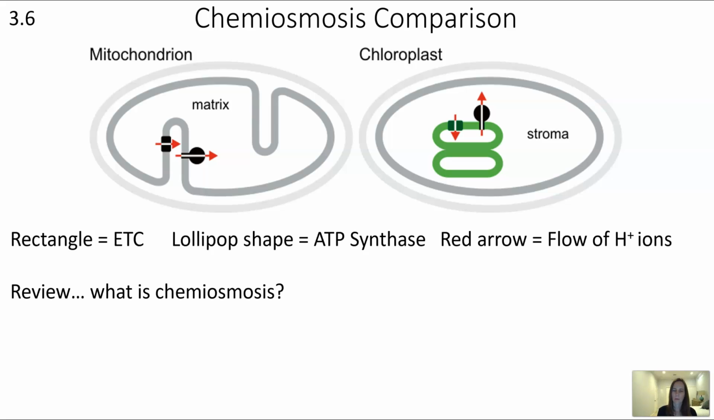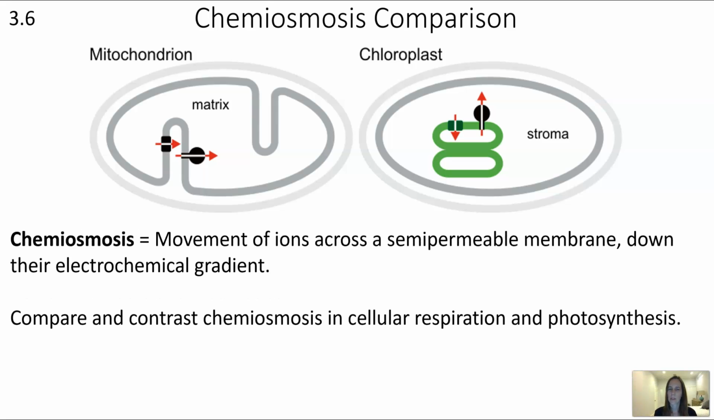So as a review, last time, what is chemiosmosis? So chemiosmosis, as a general definition, is movement of ions across a semipermeable membrane down their electrochemical gradient. So how is this similar and different in cellular respiration and photosynthesis?